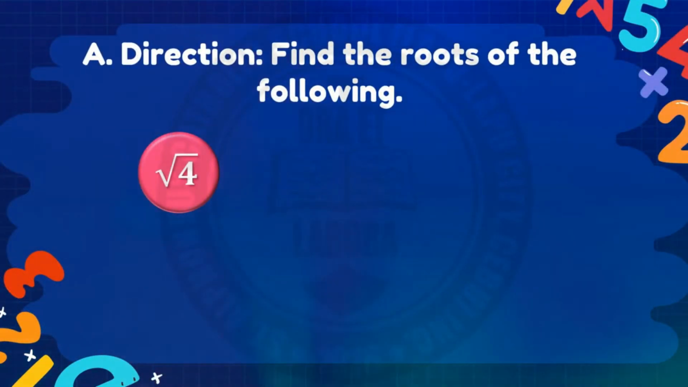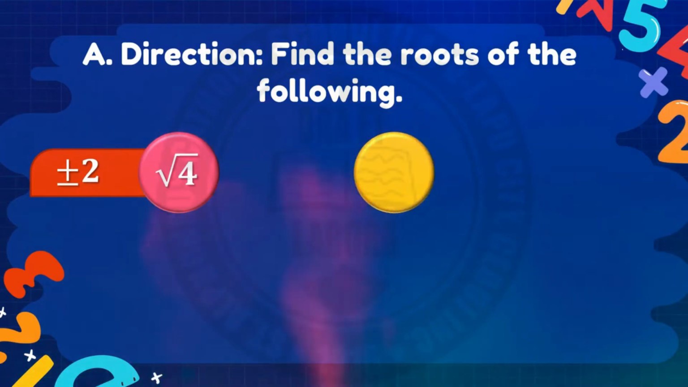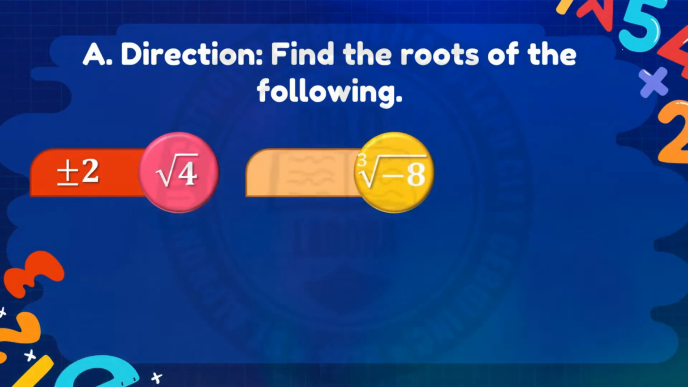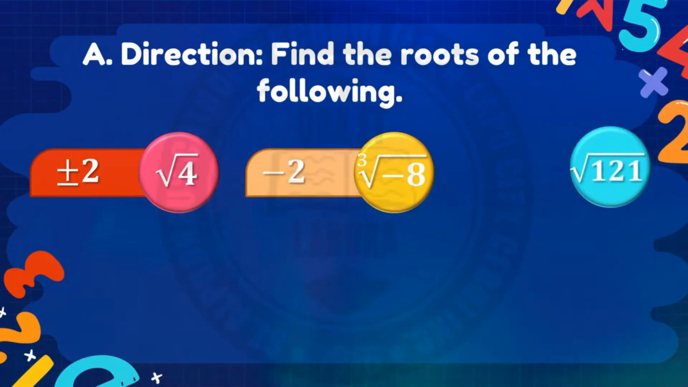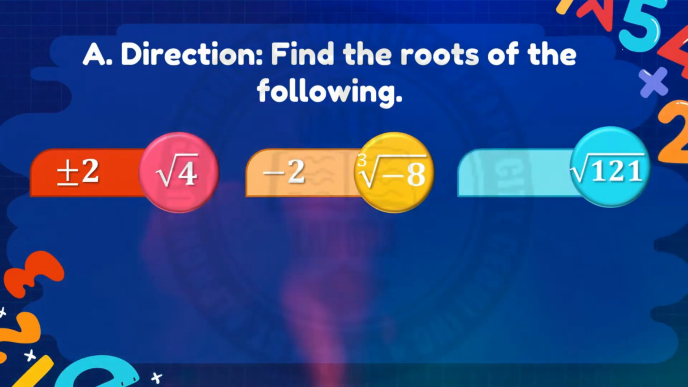Square root of 4. The square root of 4 is positive and negative 2. Cube root of negative 8. The cube root of negative 8 is negative 2. Next, square root of 121. The square root of 121 is positive and negative 11.